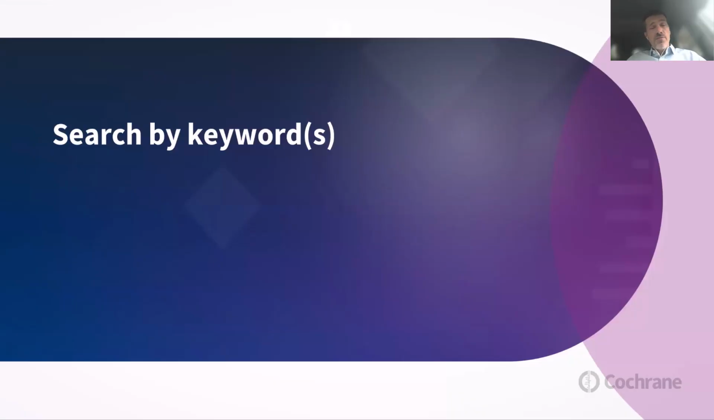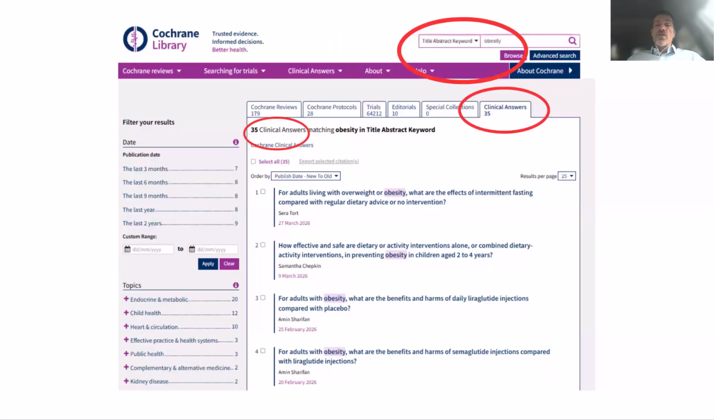You can also, of course, as Cochrane Library has done forever, search by keywords. Up in the top right, you'll see that there's an option with a drop-down. Many of you may be familiar with this if you spent any time with Cochrane Library, where Title, Abstract, Keyword is one of the headings. And in this case, we typed in obesity just to see how many had it actually as a keyword in the Cochrane Clinical Answer question. That does not mean that this is comprehensive.